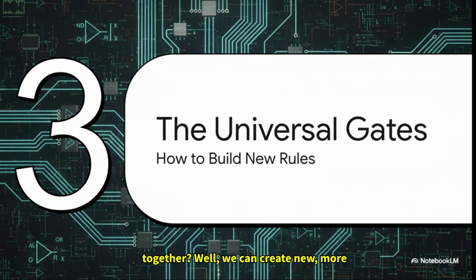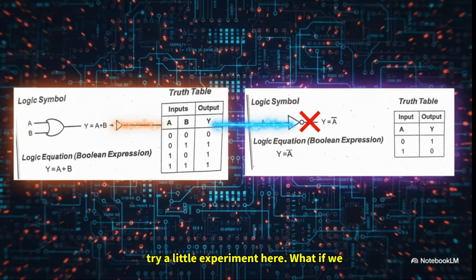Well, we can create new, more powerful gates called universal gates. And they're called universal for a pretty amazing reason. You can build any other kind of logic circuit that exists using just one type of these gates. Let's just try a little experiment here.